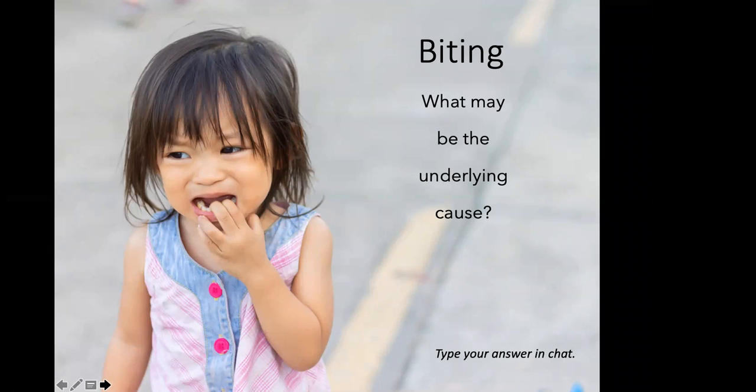Defending ownership, seeking the reaction of the adults around them. These are all good potential reasons for biting. And especially in a daycare setting when there's a lot of children around, getting the other kids to leave you alone, that defensive mechanism of biting is quick. It works really, really well.